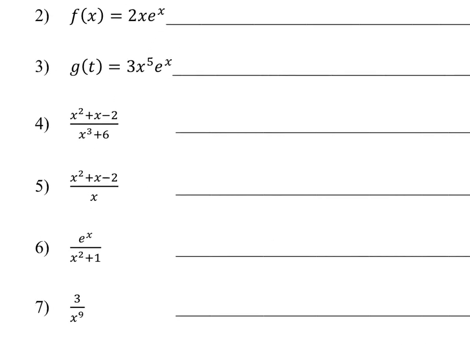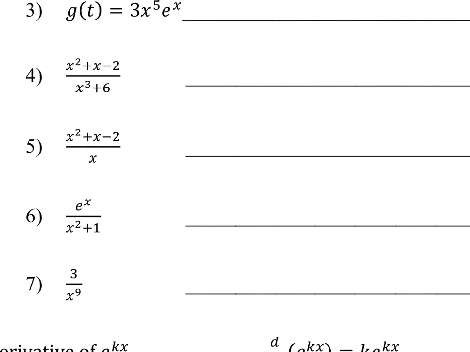So in number 4 we have a ratio, and if you call this your high, this is your low. So the derivative, and let's say this is the function f of x, so f prime will have the low squared on the bottom, which is x cubed plus 6 squared. On top will be low d high, low is x cubed plus 6, times the derivative of the high.